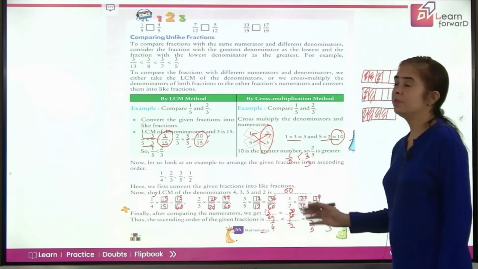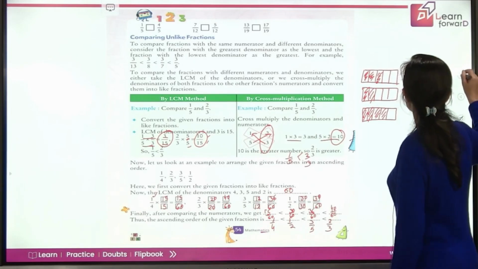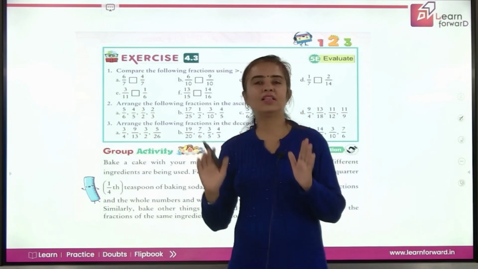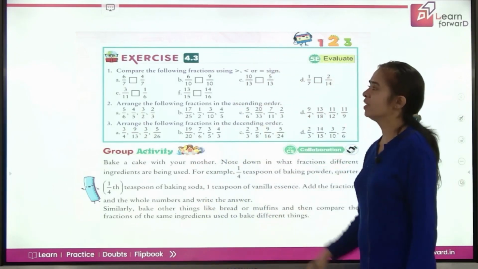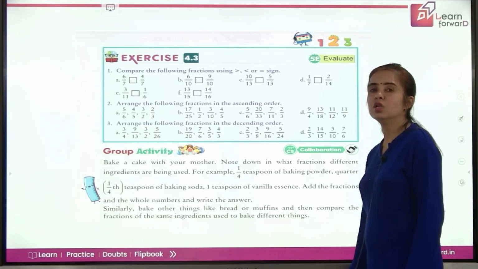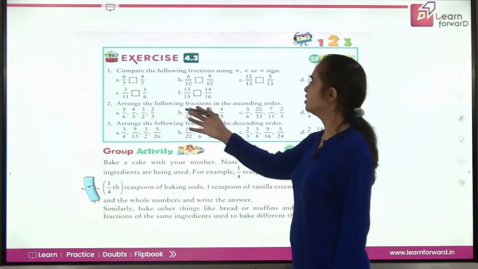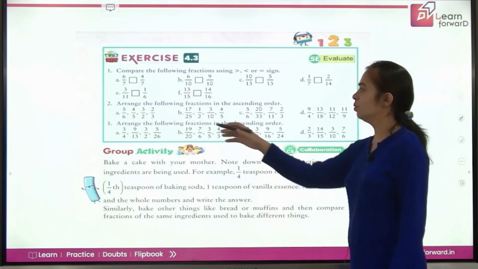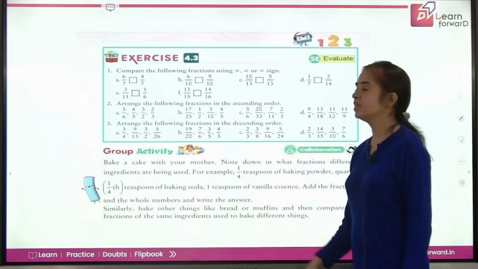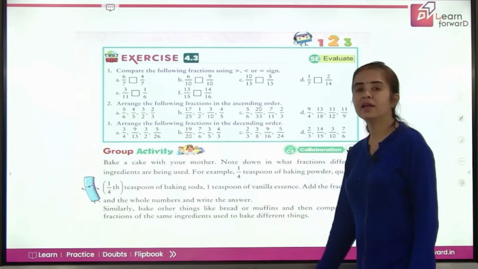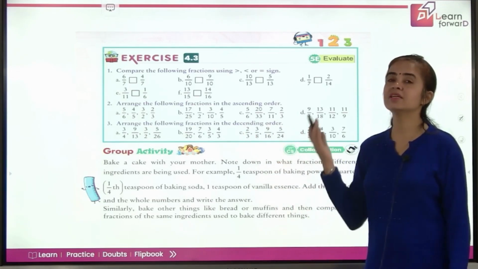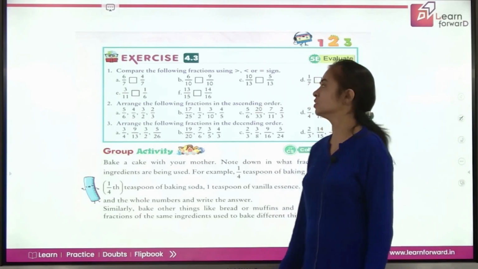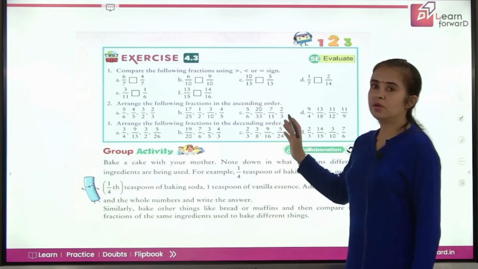This is how you'll be arranging fractions in ascending or descending order by finding out the LCM of all the denominators. Now here you have an exercise. Compare the following fractions using the correct sign. Arrange the following fractions in ascending order. You can do it by finding the LCM of denominators, and in the next you have to arrange them in descending order, again by finding the LCM of denominators and converting the fractions into equivalent like fractions, right? So I'm sure you can do this exercise.